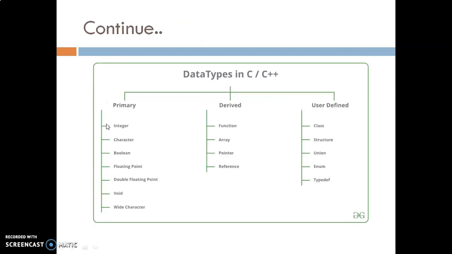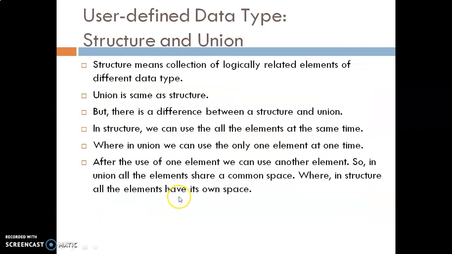Basic data types. Basic data types in C or C++ are divided into 3 categories: primary, derived as well as user defined. One by one we will see the examples from primary, derived as well as user defined. As I said, class is a user defined data type that you can see here also. It is one of the very important data types that we are adding in C++. Among the list of user defined data types, you will see structure and union.